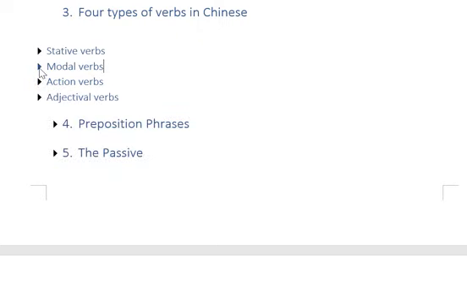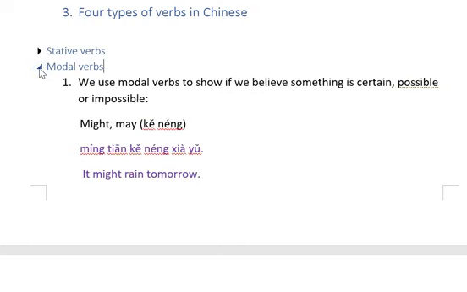The next type of verbs is called modal verbs. Modal verbs cannot exist by themselves. They normally have to follow another action verb or stative verb. Modal verbs in English are words like should, would, could, can. Modal verbs are used to show if we believe something is certain, possible, or impossible. So, for example, might or may. In Chinese, we say 可能. So, for example, you want to say it might rain tomorrow. We say 明天 tomorrow.